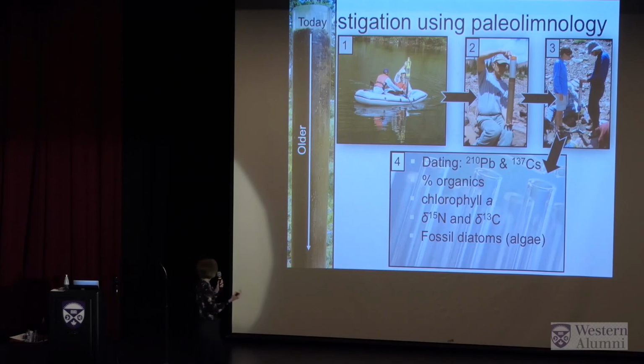We burn some of the sediment to look at the percentage of organic, or what used to be living matter, in the cores. We look at chlorophyll A, which for these sites is a good indicator of how much algae. You might have heard of chlorophyll because it's what makes plants green, algae as well. We look at isotopes, and we also look at fossil diatoms, which are a type of algae.